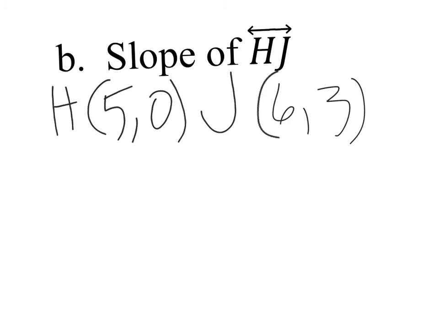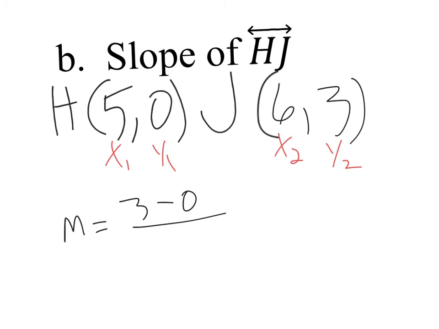So HJ is at 5, 0, and 6, 3. So the points for H will be my x1, y1. The points for J will be my x2, y2. So I'm going to do 3 minus 0 over 6 minus 5. So 3 minus 0 makes 3, 6 minus 5 makes 1, and 3 over 1 is just 3.